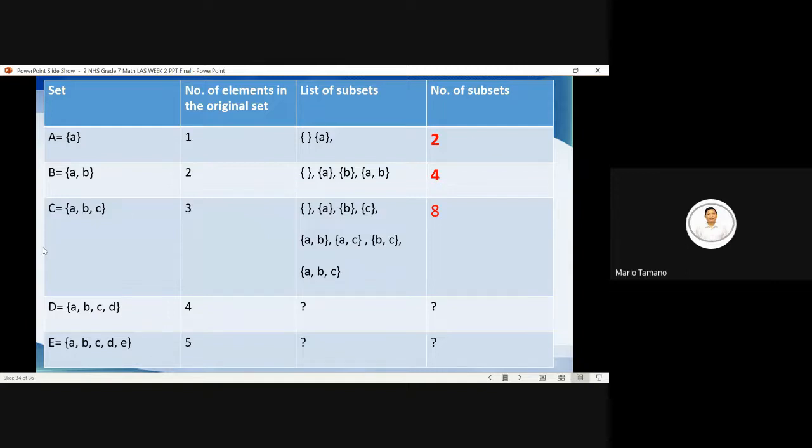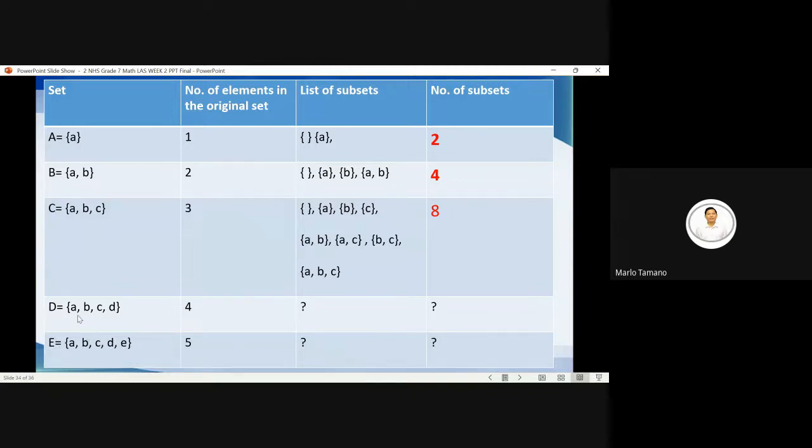Okay? Then, set C, 3 elements. There are 3 elements. Okay? So, empty, 1 at a time, A, B, C, 2 at a time, A, B, A, C, B, C, plus the original elements of the given set. You count all the subsets, 1, 2, 3, 4, 5, 6, 7, 8. 8, there. How about the number of subsets of this D?